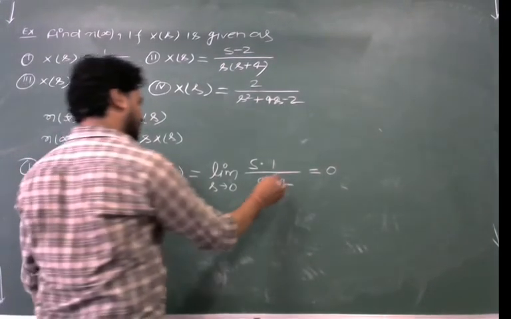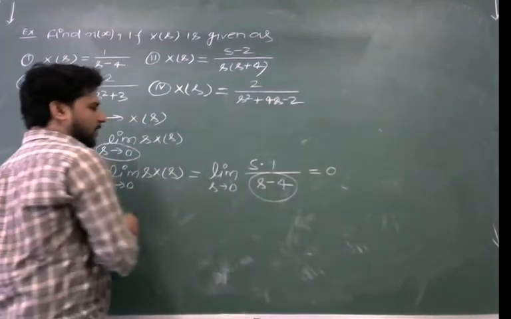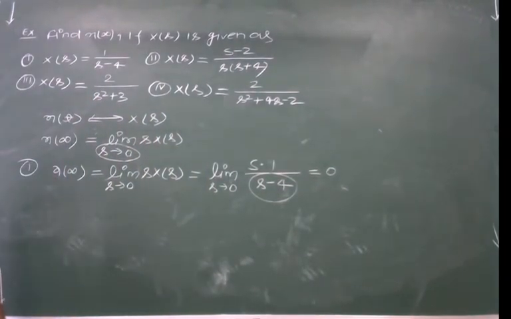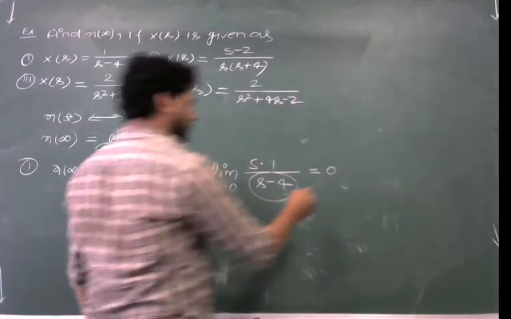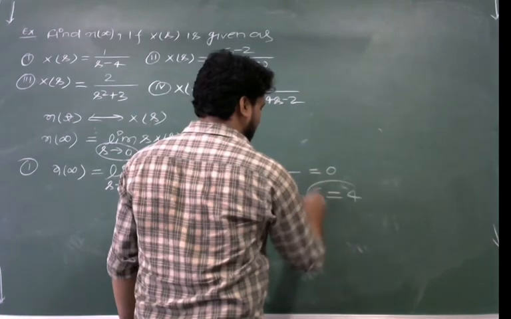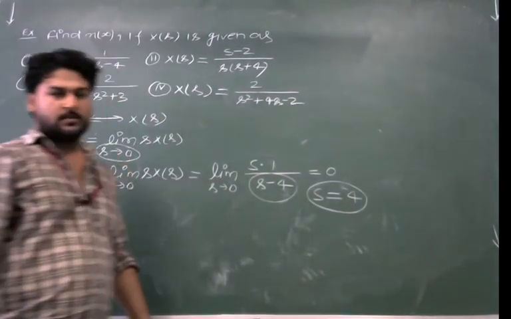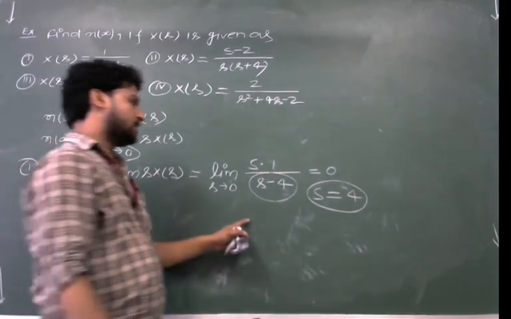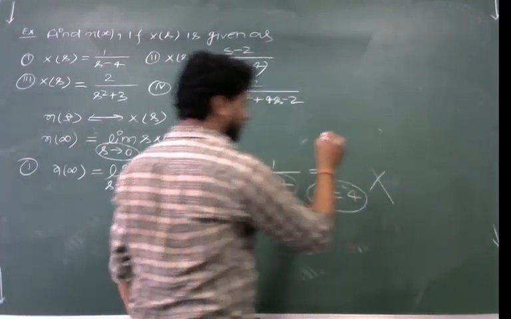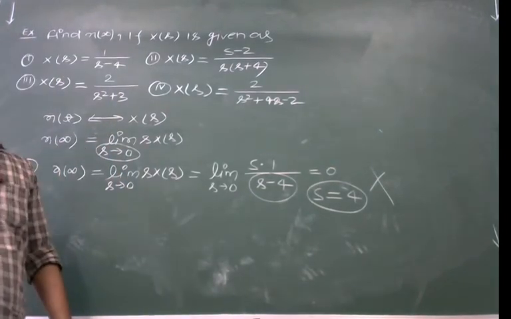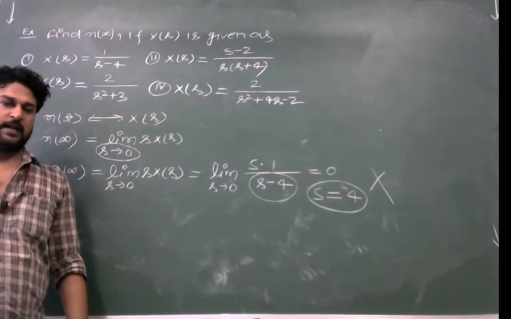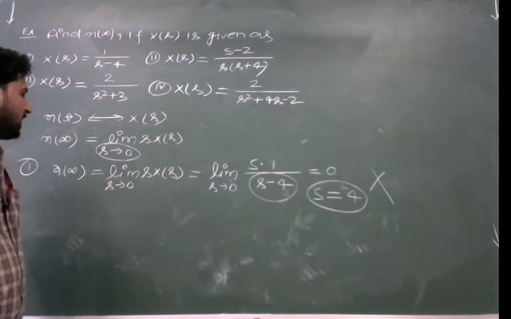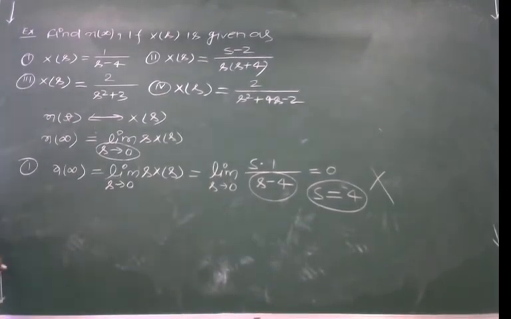But one condition is there. To apply the final value theorem, the pole of the S domain should not lie in the right half of the S plane. Here s equal to 4 will lie in the right side of the S domain. So the system is unstable and we cannot apply the final value theorem. If the pole lies in the right half of the S plane, we cannot find the final value of this equation by using this relation.